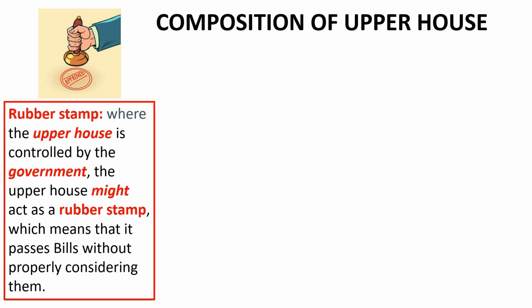Now, I want to stress here that simply because the government controls the upper house doesn't mean that the upper house will always act as a rubber stamp. On the contrary, the upper house might properly consider bills before passing them. However, where the upper house is controlled by the government, then there is a risk that the upper house will simply act as a rubber stamp.